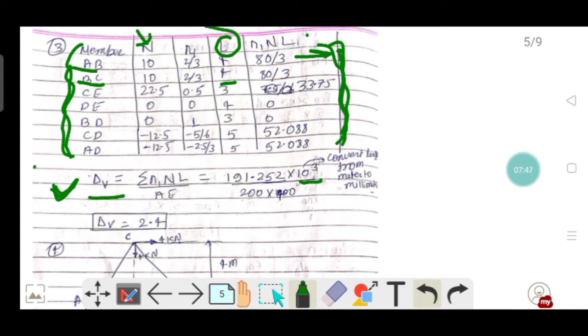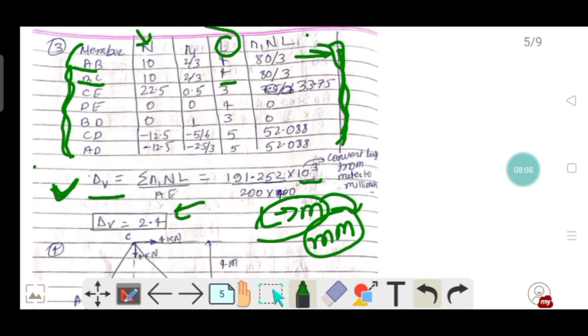Why do we have to multiply it by 10 to the power 3? Because the length is in meter and we have to find the deflection in millimeter. So we have to convert this meter into millimeter. We multiplied this by 10 to the power 3, and we easily get the vertical displacement as 2.4 mm. This unit is mm. So in this way we solve this question.